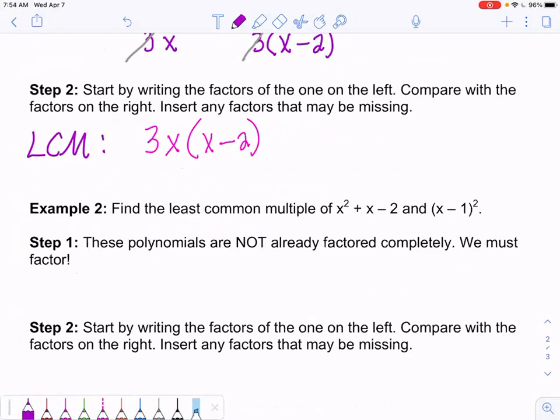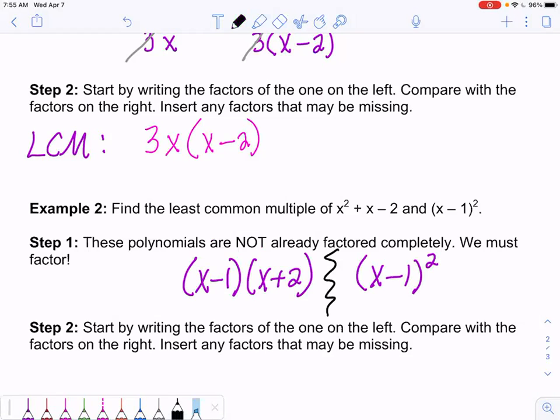Step 1, these polynomials are not factored. We must factor first. So looking at the first one, x squared plus x minus 2. The second one is x minus 1 quantity squared. So that one is factored. I'll just write that again. Ella, how would you factor x squared plus x minus 2? All right, so there are my two factors.